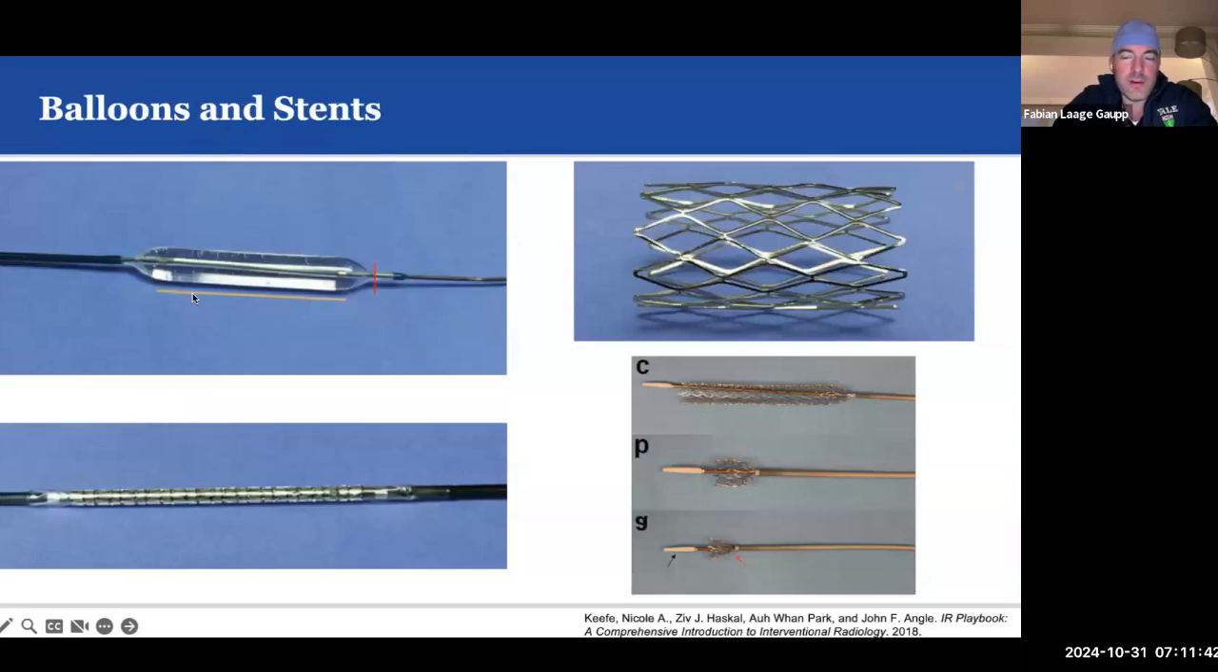Balloons and stents, again, many different sizes and shapes available. Here's your balloon. This here is a balloon-mounted stent, and this here is a self-expanding stent. So the self-expanding stent comes with this inner expansive force, and it's loaded up in a sheath. And then once you unsheath it, it just opens up on its own. Versus the balloon-mounted stent, which doesn't have the built-in expansive force. So this one you have to open up the balloon in order to have the stent stick to the wall.